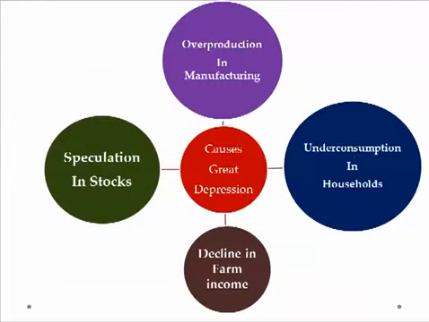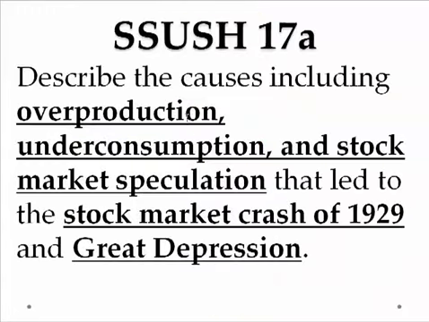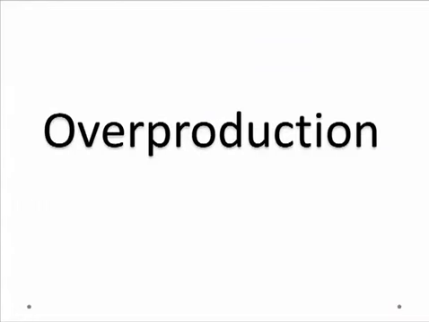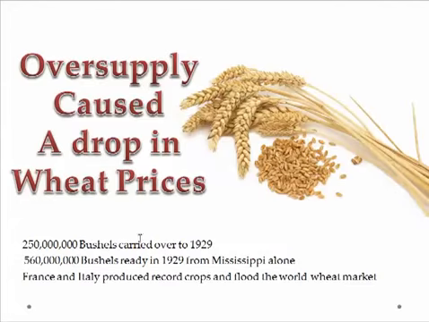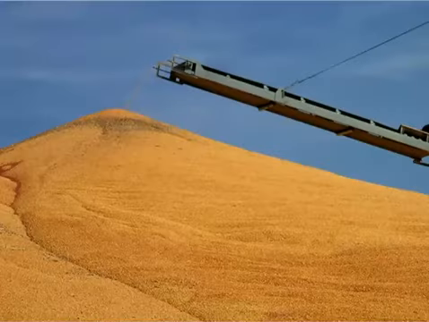Alright, so here are the causes of the Great Depression: overproduction in manufacturing and in agriculture, underconsumption in households, people not buying things, a decline in farm income, and then speculation in stocks. We need to talk about these three in great detail because they're listed in our standards here: overproduction, underconsumption, and stock market speculation. Look at overproduction first. We've already talked about it, like wheat. The oversupply and production of wheat is going to cause the prices to drop.